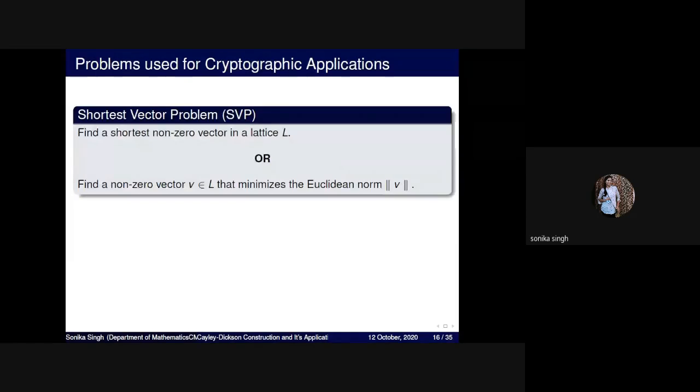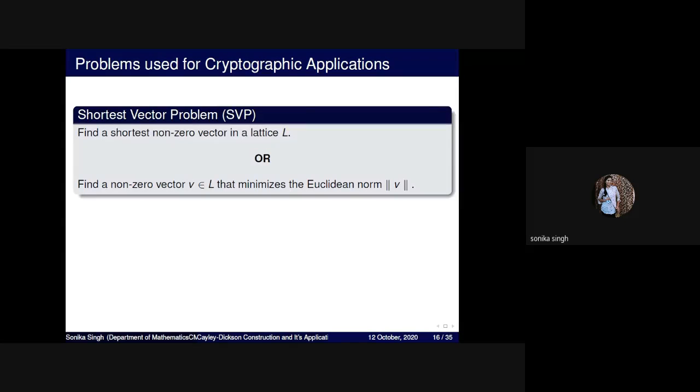Shortest vector problem. In this problem, we are given a lattice and we have to find the shortest non-zero vector. Here, shortest means the non-zero vector that minimizes the Euclidean norm. Since we know that a lattice can have infinitely many bases, computationally it is very hard to find the shortest vector. That's why we use this hard problem for our cryptographic constructions.